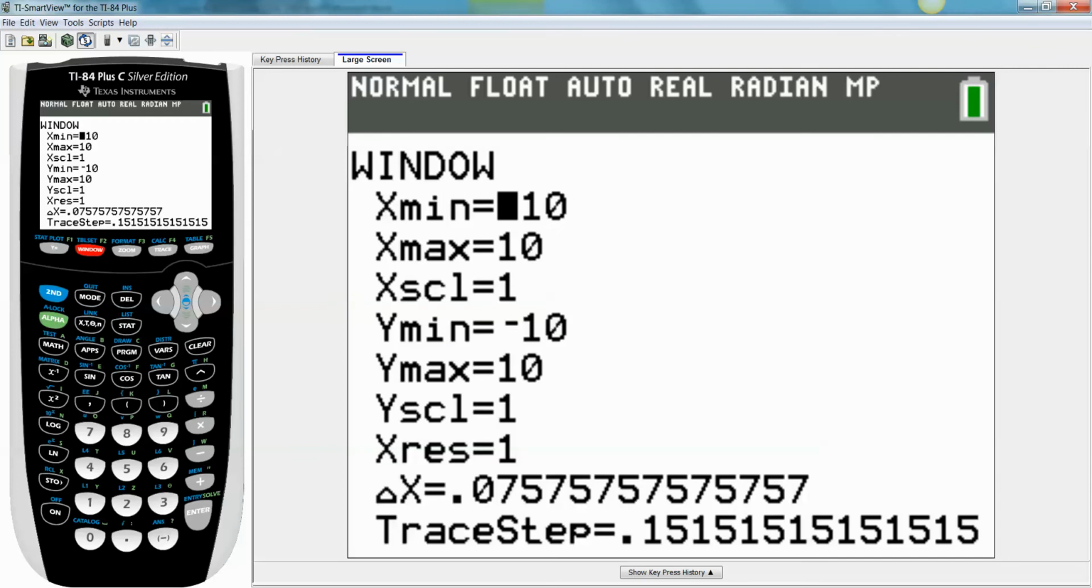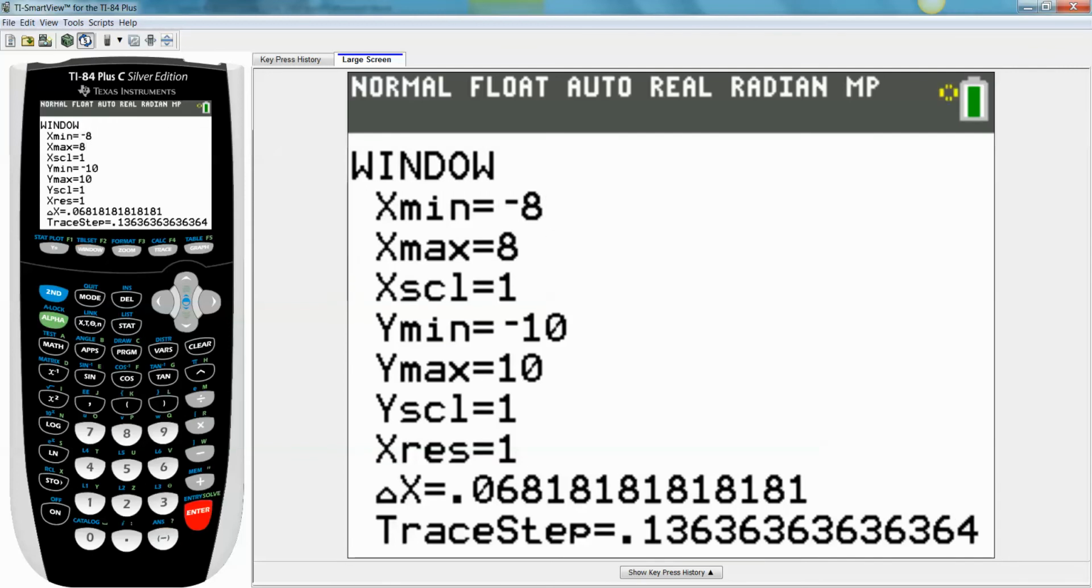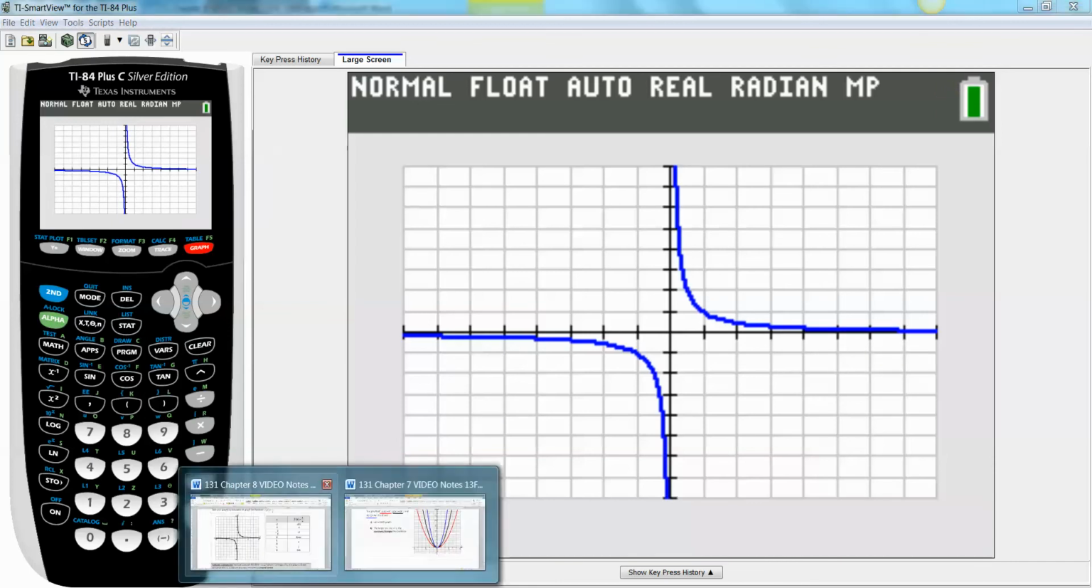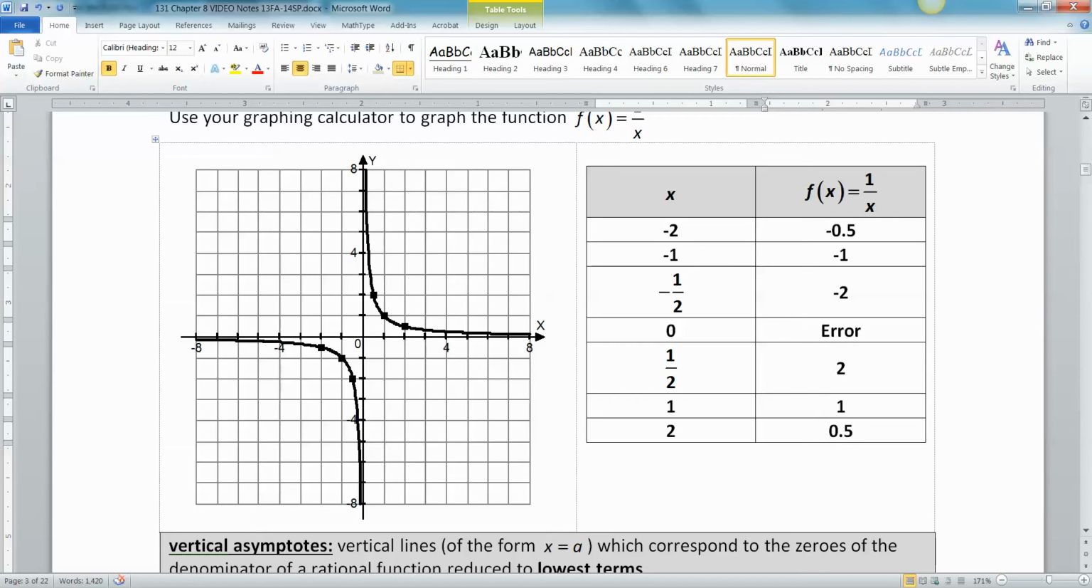If you want to make it match the actual one on our paper, then you'd say negative 8 to 8, and then negative 8 to 8. That would match the actual paper graph that we have. And there you have it. All right, so that's what we graph right here. I put the points in that I could find, right?